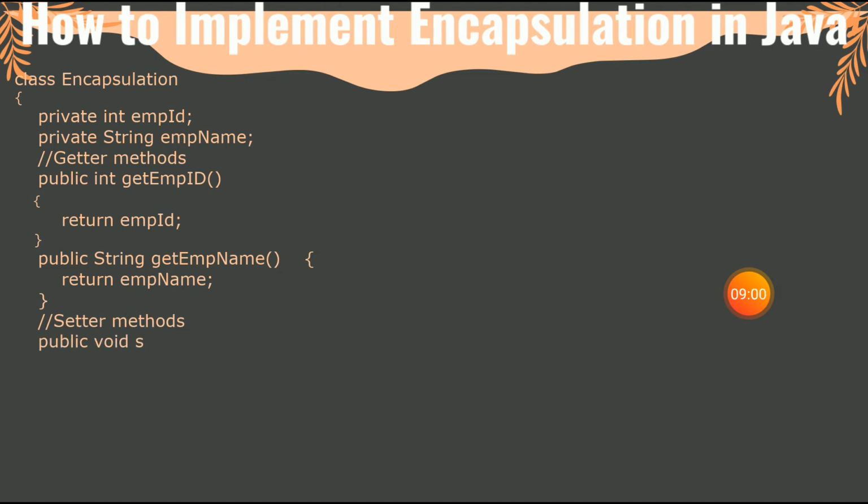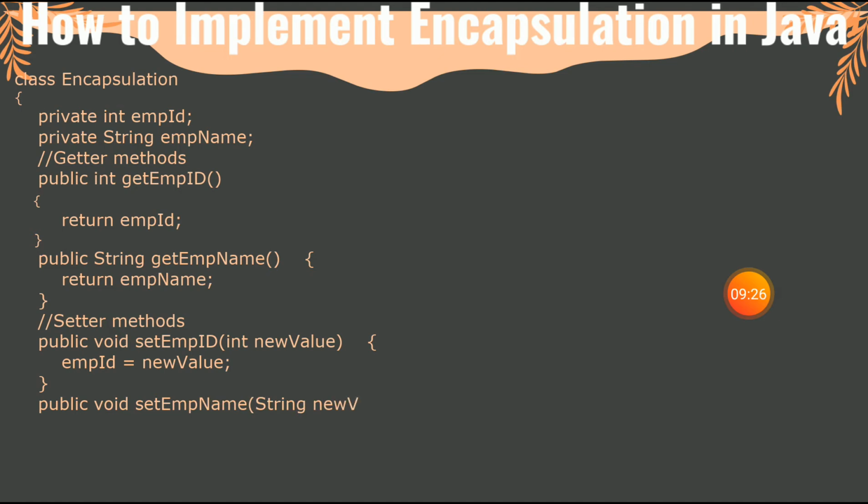And now after the getter methods we'll use setter methods. The setter method will set the value into the proper variable. So here the setter method: public void setEmployeeID(int newValue). So the new value will be assigned, so that variable will now carry the new employee ID value. Public void setEmployeeName(String newValue). So here the employee name gets the new value.